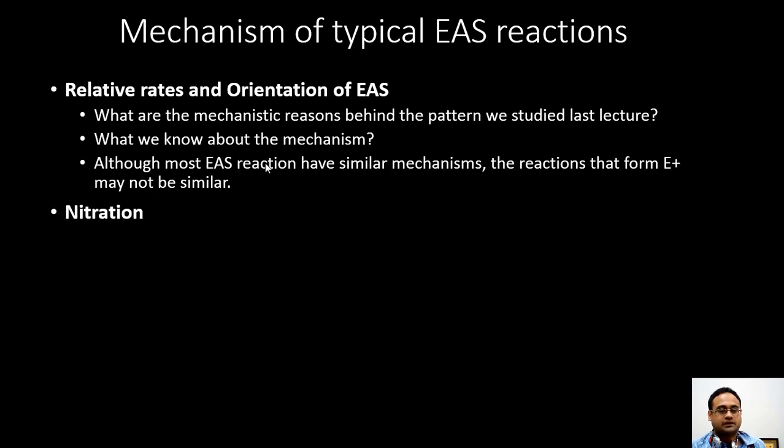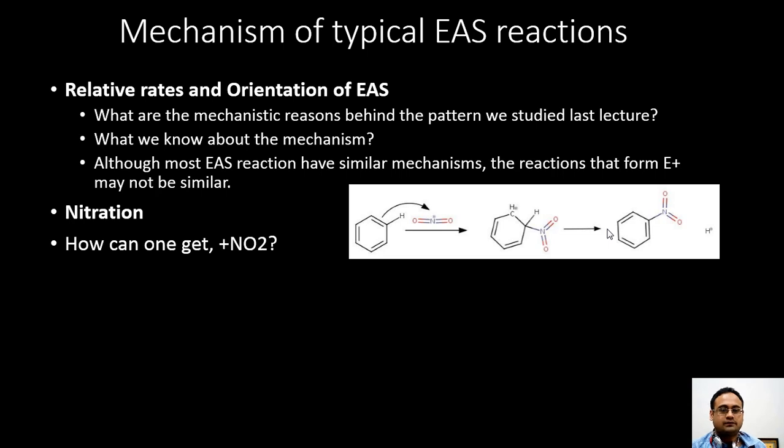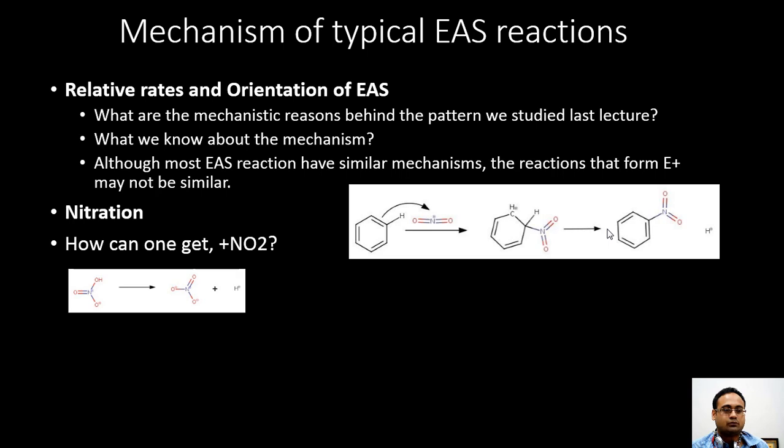So let us take this example of nitration. In nitration, we know that once the electrophilic nitronium ion is generated, it is attacked by the electrons from the ring to get this positively charged intermediate, from which a proton is lost to get nitrobenzene. But how do we get the nitronium ion in the first place? We know that nitric acid is HNO3, and it tends to dissociate this way, giving you a proton and the nitrate ion. Therefore, how would you get the NO2+?